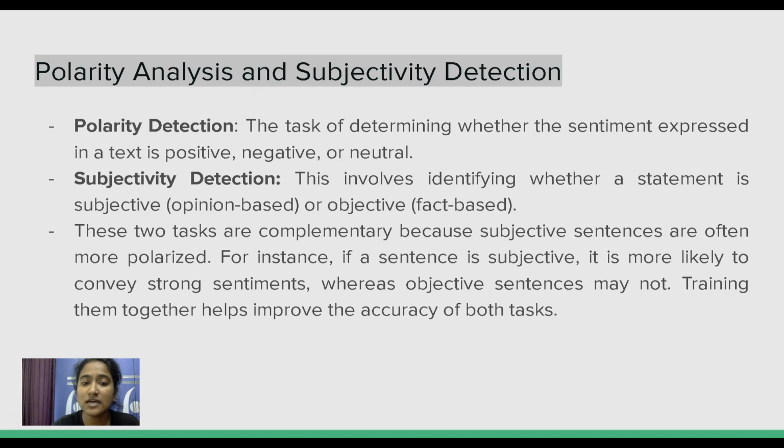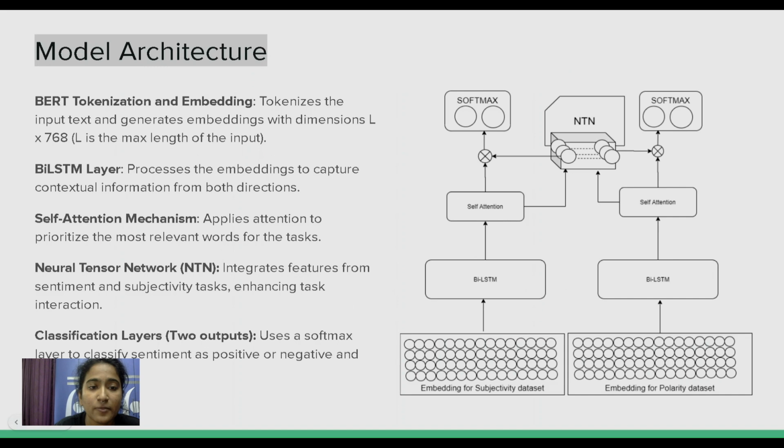So these two tasks are complementary because subjective sentences are often more polarized, and there is more chance that the objective sentences are facts. So let's take a look at the model architecture now.